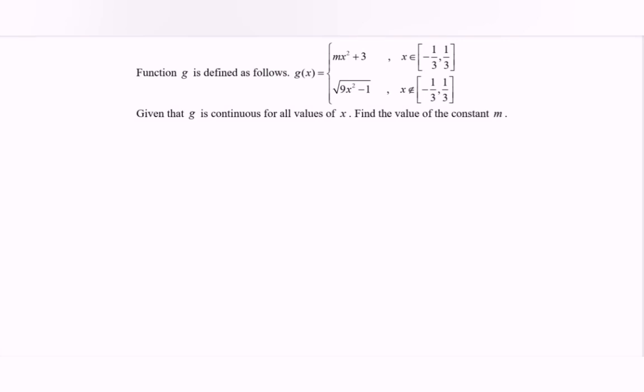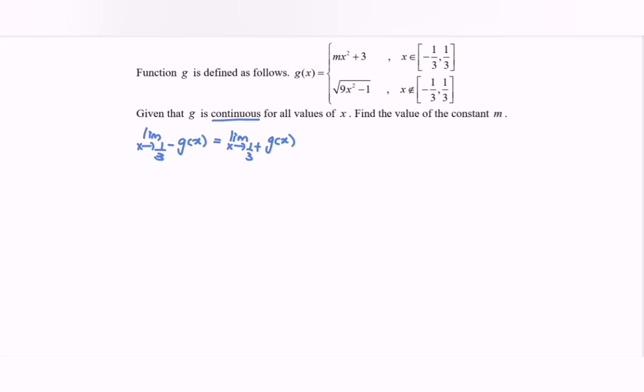Next, function g is defined as the following situation. Given that g is continuous for all values of x, find the value of the constant m. Based on the situation here, they mention continuous, meaning that the limit exists. So the limit when x approaches 1 over 3 from the left for the function g(x) is the same as the limit when x approaches 1 over 3 from the right for the function g(x).